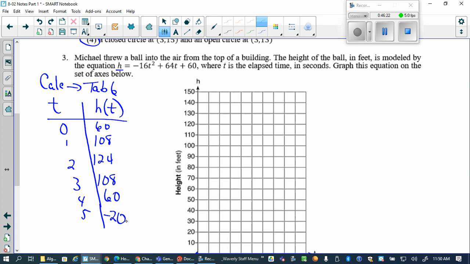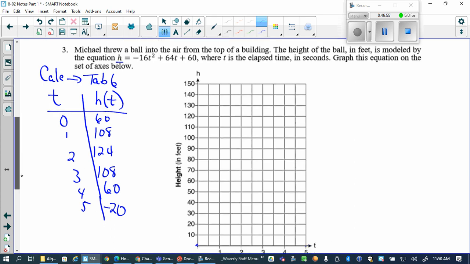Good question here, guys. Are we going to entertain a time of 5 seconds for this problem? What about that time of 5 seconds? What are we going to do about that? It's a real life problem, right? This is the ball's height above the ground. At some point between 4 and 5 seconds, what does the ball do? Hits the ground, 0, right? So we're not going to deal with the negative.